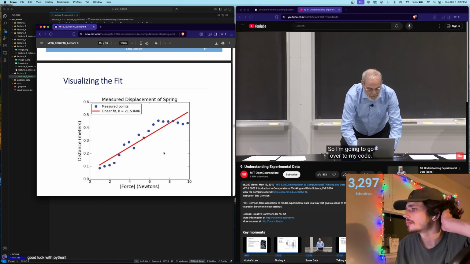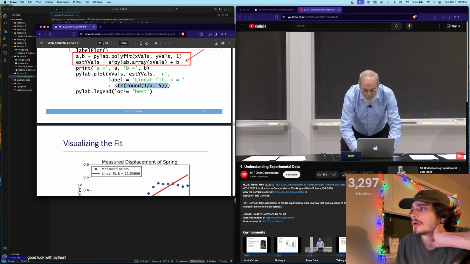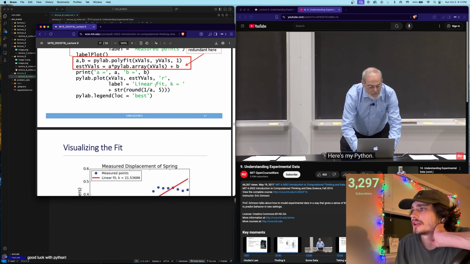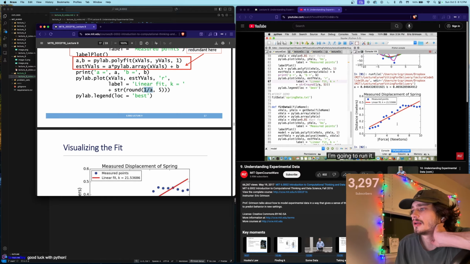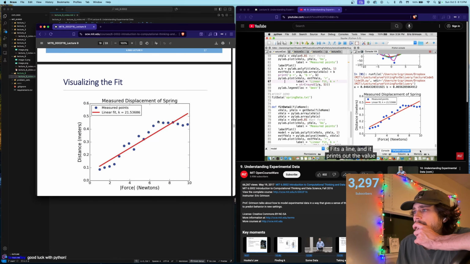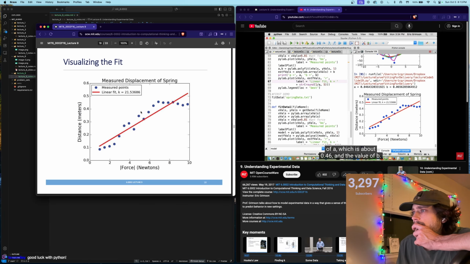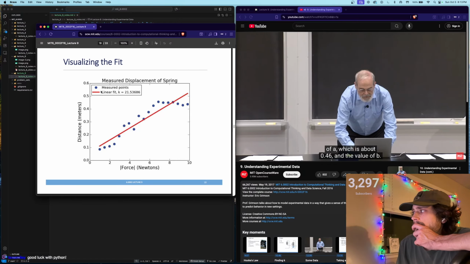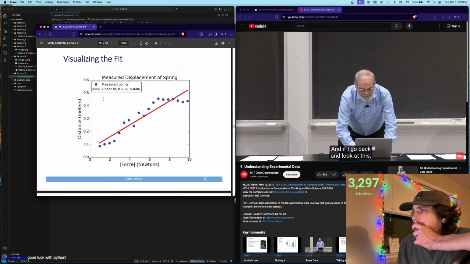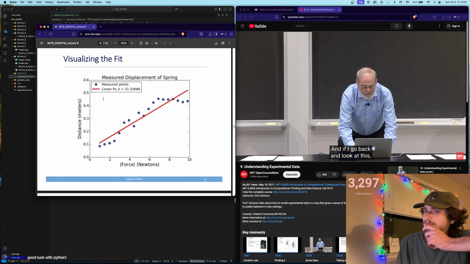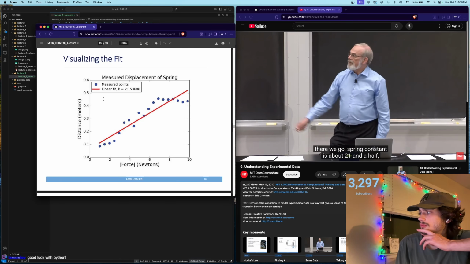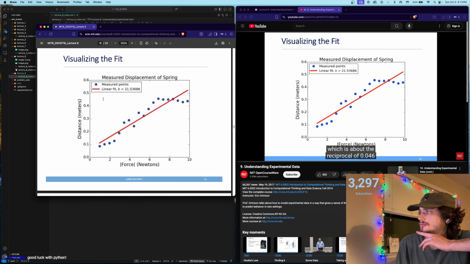So I'm going to go over to my code, hoping that it works properly. And so this is linear fit K is plus string round 1 over A to 5 decimal places. It fits a line, and it prints out the value of A, which is about 0.046, and the value of B. And if I go back and look at this, there we go. Spring constant's about 21.5, which is about the reciprocal of 0.046. So you can figure that out.